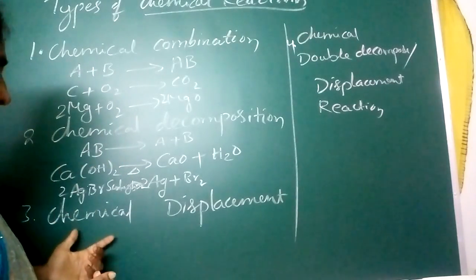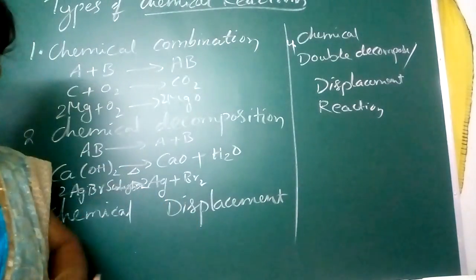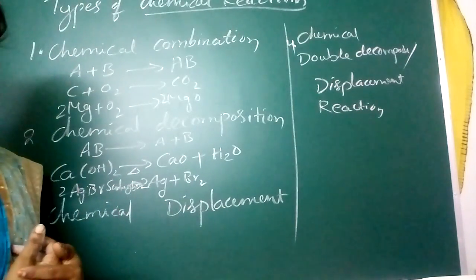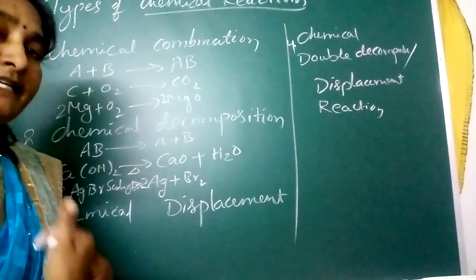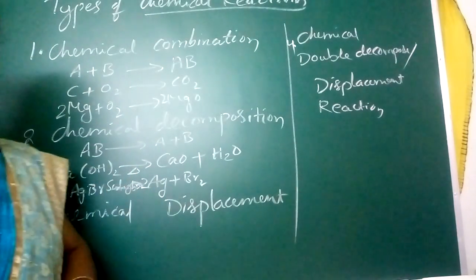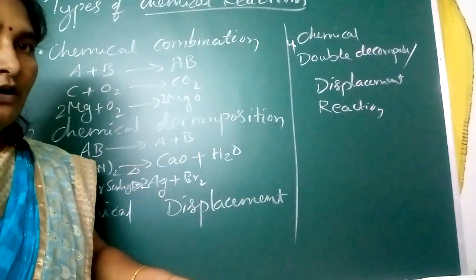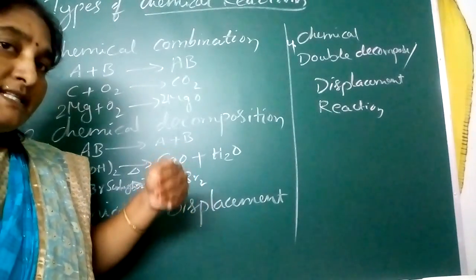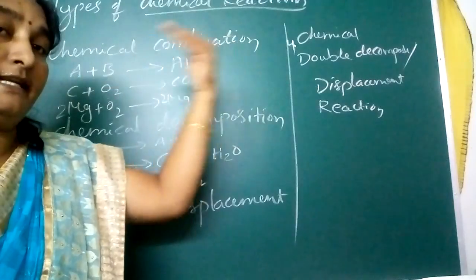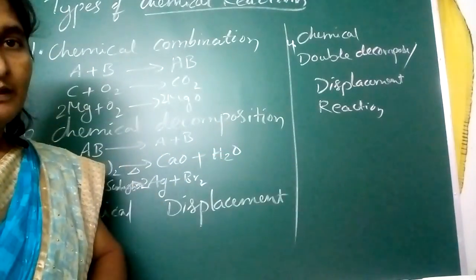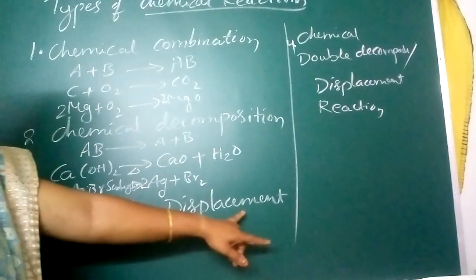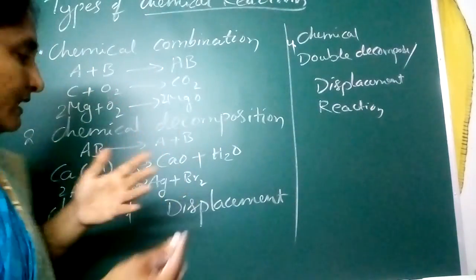Now you come to chemical displacement. In the name only there is displacement, that means changing of place. Suppose your friend is sitting by your side, and that person changes their place. That means that person moves away from you and sits on another bench. That changing of place is called displacement.